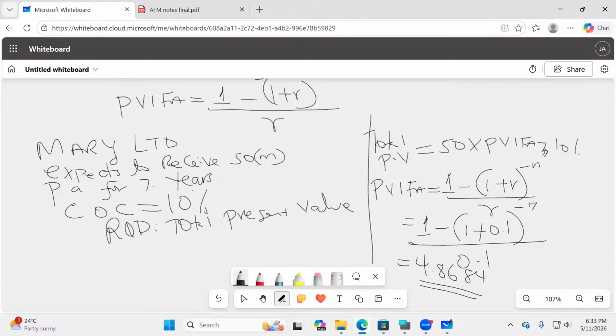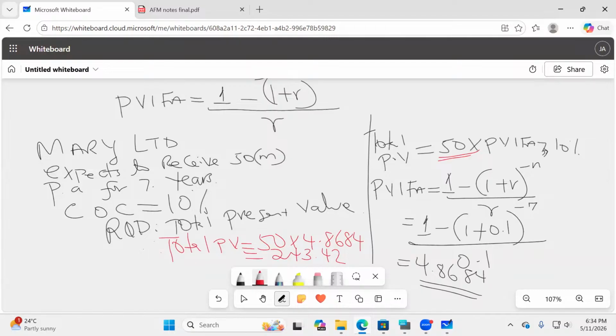And therefore, ladies and gentlemen, our total present value will be that 50. I'm simply reverting back to this, times 4.86. So once I'm able to know that these are annuities, then I'll be able to know what to do pretty fast. So 50 times this will end up giving us what figure, ladies and gentlemen? 243.42. Remember, you can make a decision using total present value.